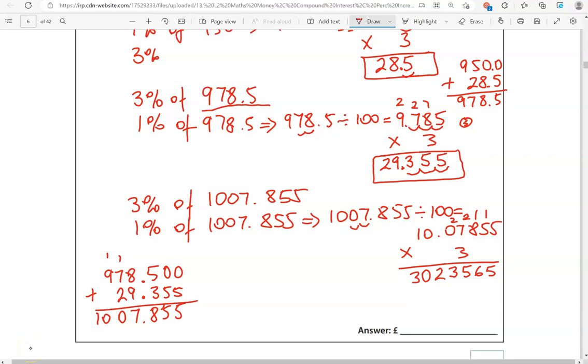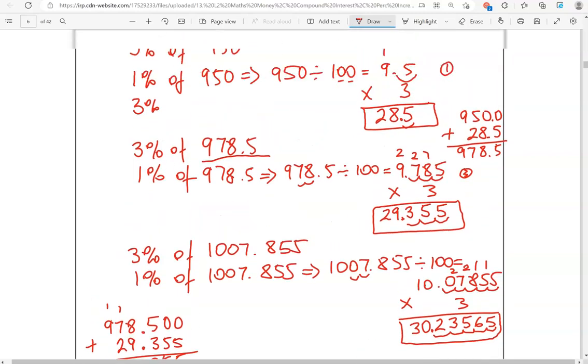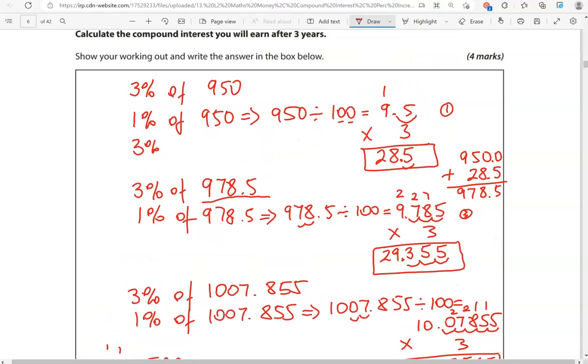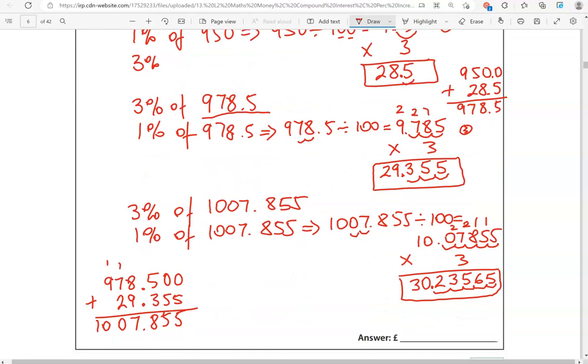Now to place the decimal point, the first number has 1, 2, 3, 4, 5 decimal places. 3 doesn't have any, so in total we give the answer 5 decimal places. 1, 2, 3, 4, 5. So 30.23565. That's the interest at the end of year 3. We only need the interest over 3 years, so we're going to add the interest for year 1, 2 and 3.